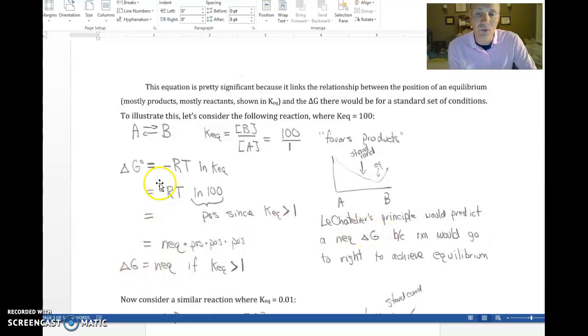So what this equation is actually going to do, instead of just saying, hey, it's negative, is say exactly how much delta G, or Gibbs free energy, we are getting from here to here. So it's going to quantify that.